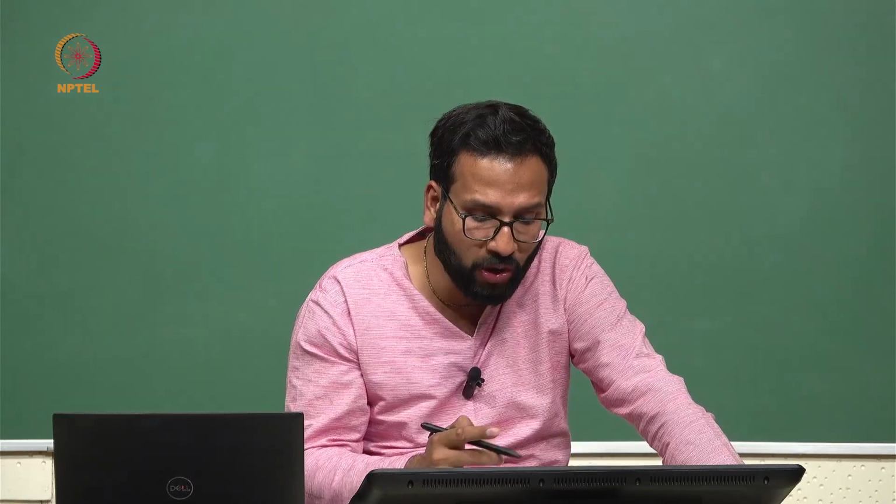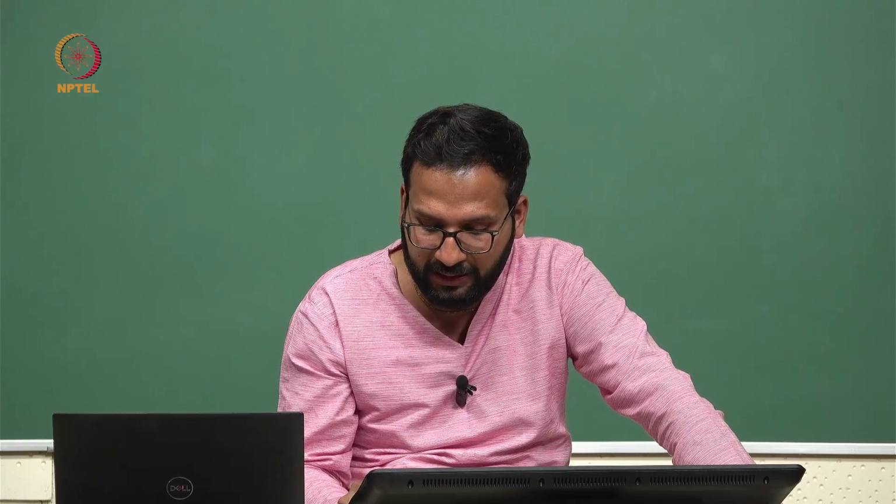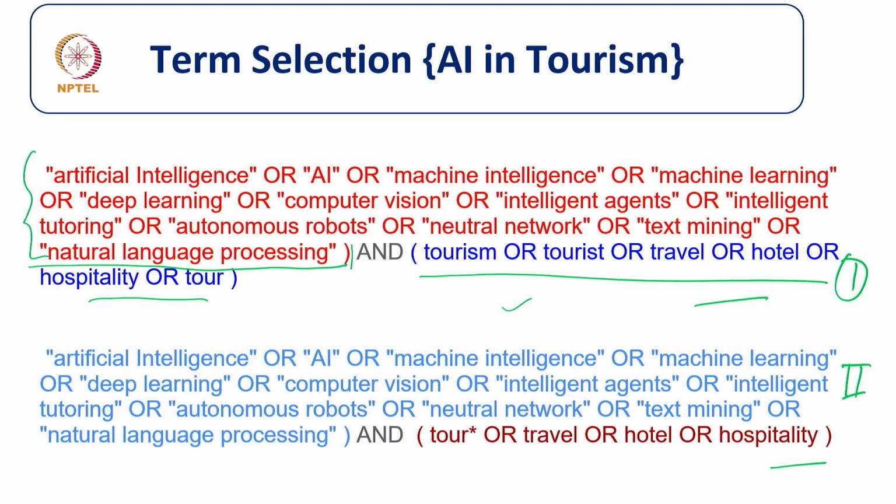If you see in the second example, we are representing the terms in a different way. Here in tourism, tourist, and tour, the common word is tour. So what we are using here is tour followed by a star. What this star means is anything, so it can be tourism, it can be tourist, it can be tours. That is why we are representing it as tour star.